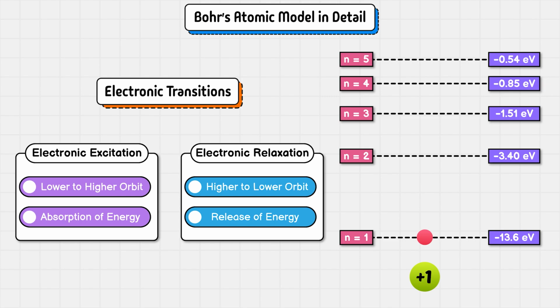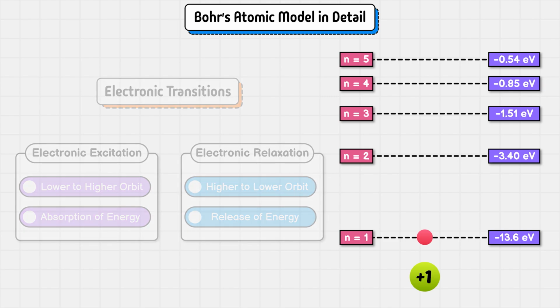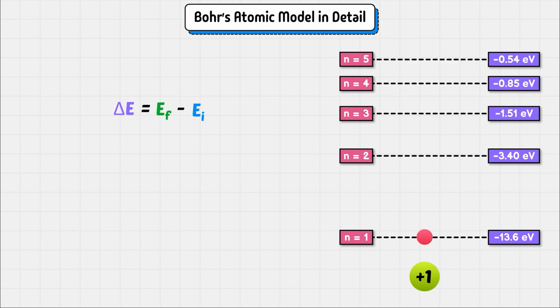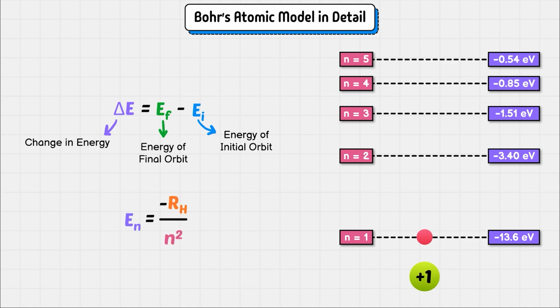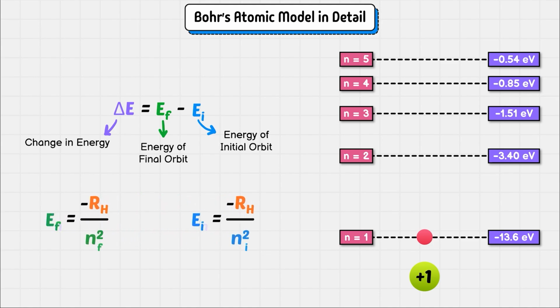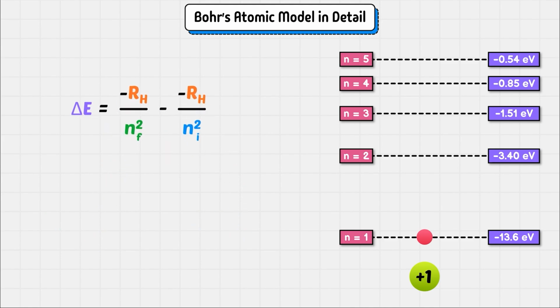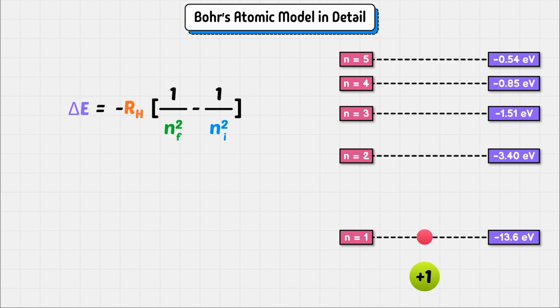To calculate the amount of energy involved in these electronic transitions, we can use this equation. In this equation, delta E represents the energy involved in an electronic transition, EF is the final energy of electron, and EI is the initial energy of electron. The values of EF and EI can be determined using this equation. Here, nF is the principal quantum number of the final orbit, and nI is the principal quantum number of the initial orbit. After plugging the values of EF and EI into the first equation and rearranging it, we arrive at this final equation.